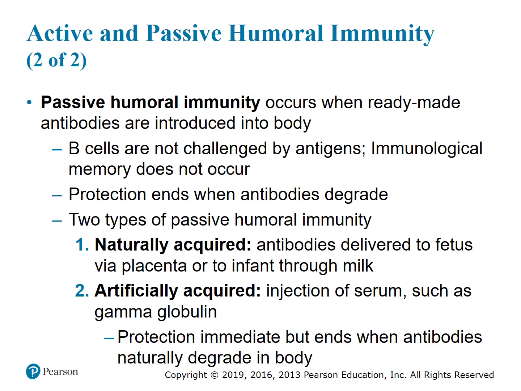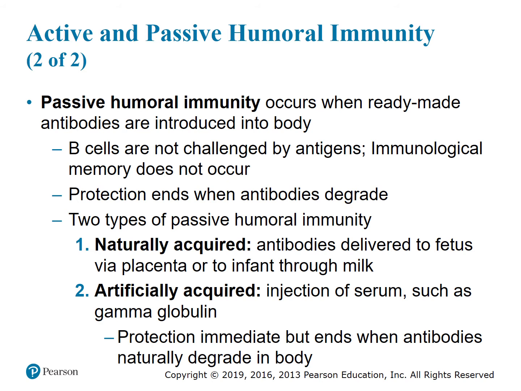In passive humoral immunity, this occurs when ready-made antibodies are introduced into the body. So B cells are not challenged by antigens. Immunological memory does not occur. Protection ends when the antibodies degrade. There are two types of passive humoral immunity.